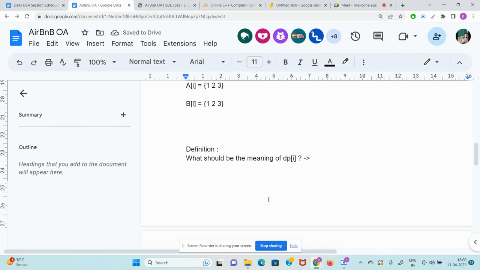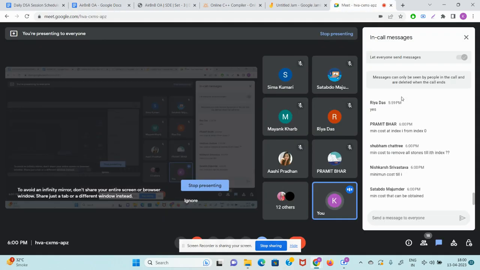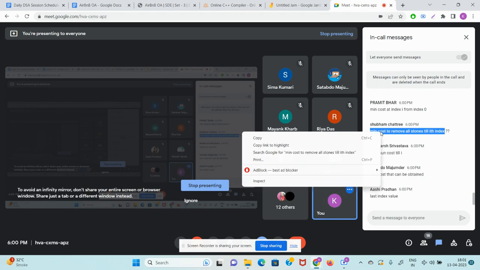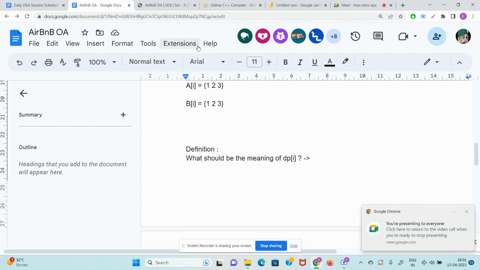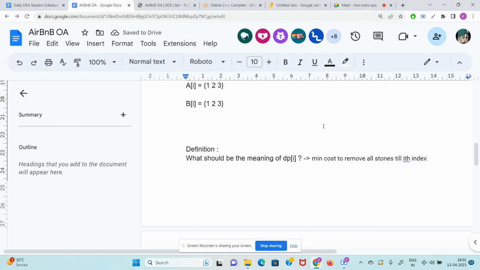I will tell you how to unveil the situation. क्या कहते हैं solution, ठीक है? How to know the solution easily just by doing observation. Okay, guys, use common sense and tell me what should be the meaning of dp of I in this problem. Minimum cost to remove all the stones till ith index. Guys, one thing is missing. Keep the definition very clear. In a DP problem, you have to define very, very properly. Minimum cost to remove all the stones till ith index, assuming that ith index is the last index.